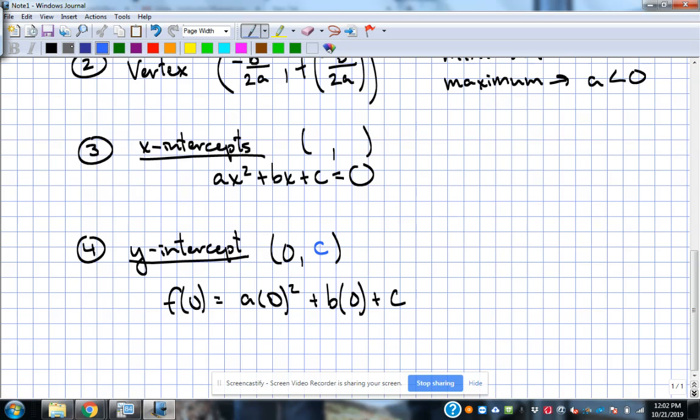On the x-intercepts, we should have how many x-intercepts? Always 2.